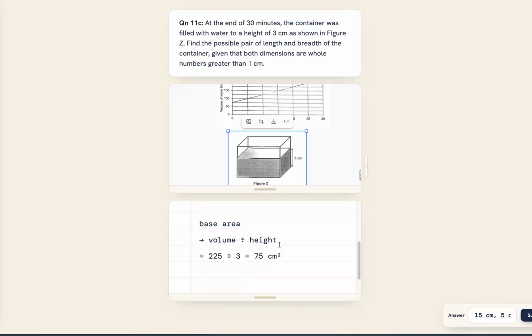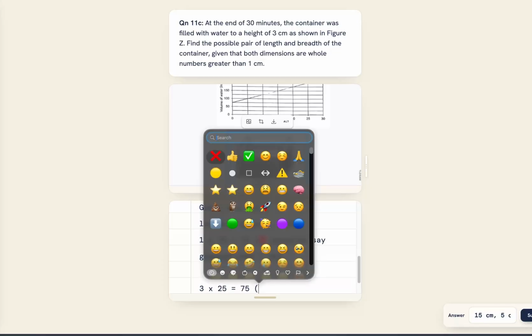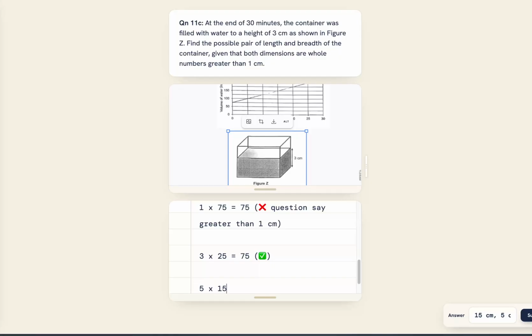So this one, you just have to guess and check, right? Length times breadth equals 75. So 1 times 75 equals 75. This one cannot work, because the question says greater than 1 cm. How about 3 times 25 equals 75? This one can as well. What about 5 times 15? This one also can do it. It's either 3 times 25 or 5 times 15 that is applicable.